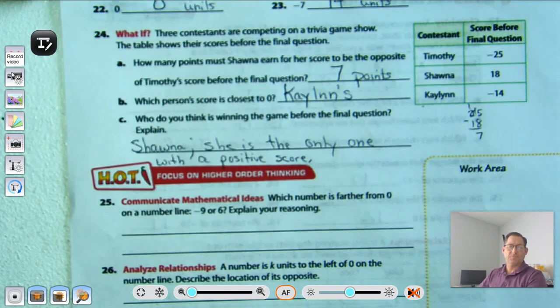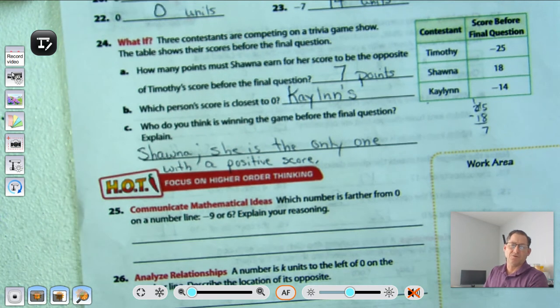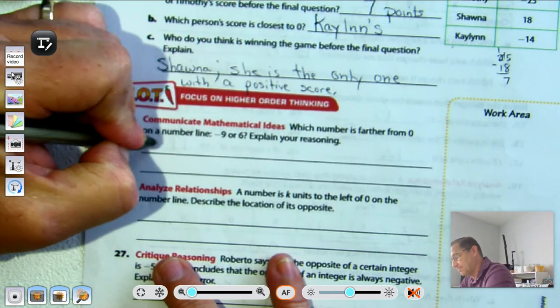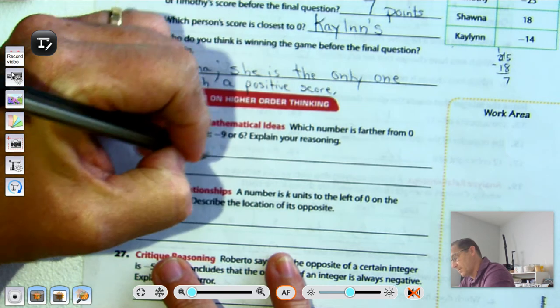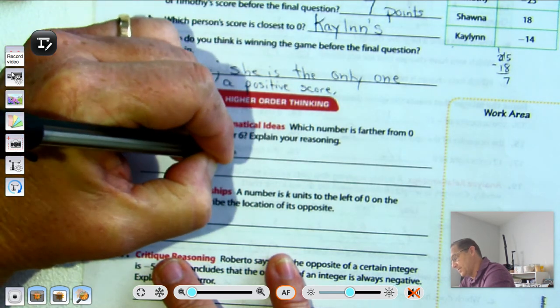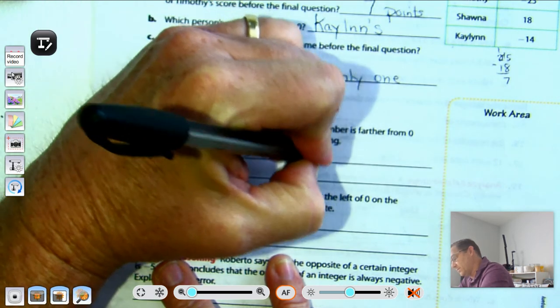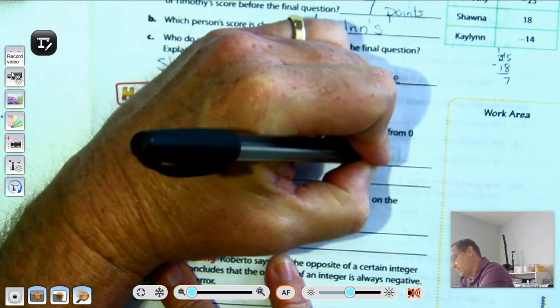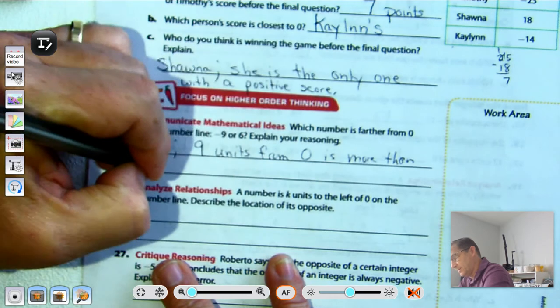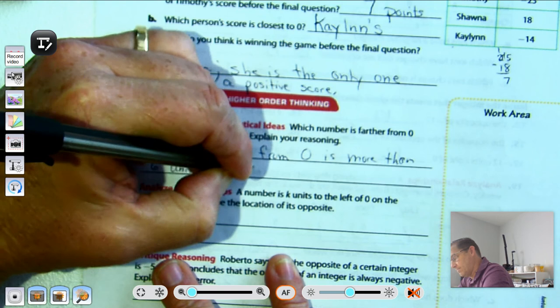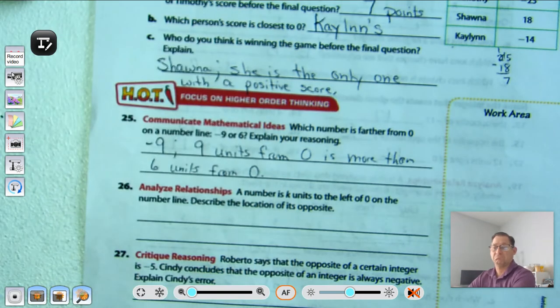All right, 25. Which number is farther from 0 on the number line? -9 or 6? -9 is, right? 9 units from 0 is more than 6 units from 0. Simple as that, right?